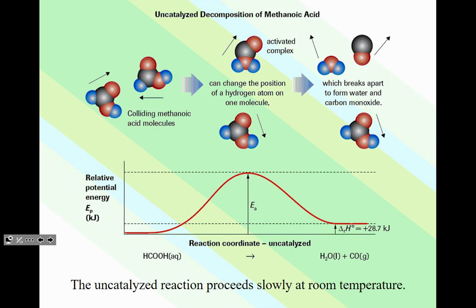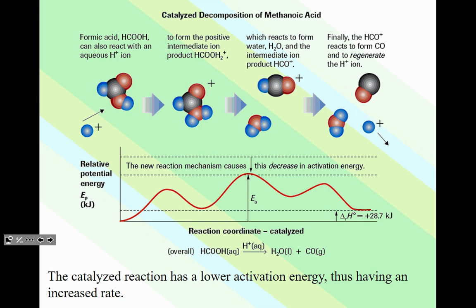So let's talk a little bit about uncatalyzed decomposition of methanoic acid. The uncatalyzed reaction proceeds slowly at room temperature. But if I add a catalyst, right, a catalyzed decomposition of methanoic acid, the catalyzed reaction has a lower activation energy, thus having an increased rate. In this case, it was just a strong acid, okay, the catalyst.